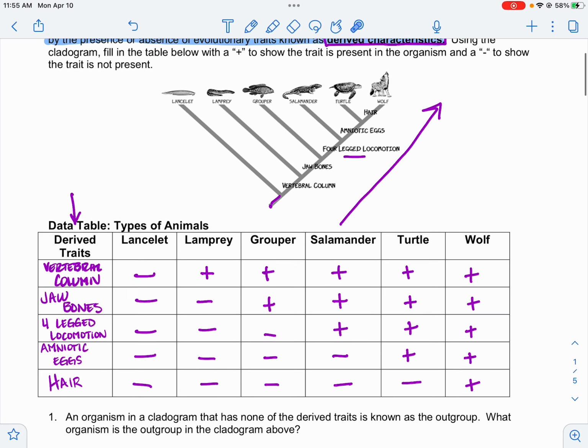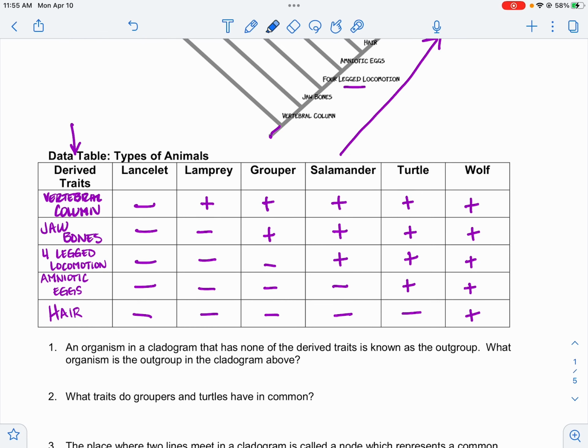All right, number one says, an organism in a cladogram that has none of the derived traits is known as an outgroup. You got to know this word, outgroup. What is the outgroup in the cladogram above? Well, the only organism that has none of these traits would be the lancelet. So that's our answer here.